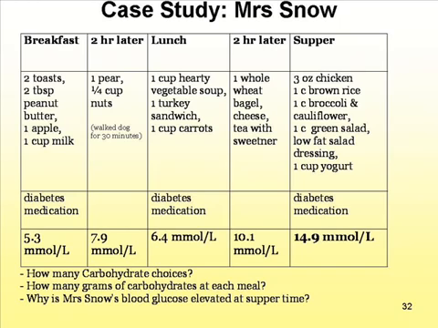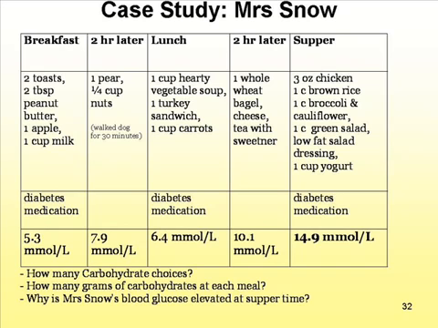At supper time, she has 3 ounces of chicken. That's fine. The chicken will not affect her sugars. A cup of brown rice. A cup of rice is about 3 carbohydrate choices if you look at your list, which is the same as 45 grams of carbohydrates. She has a cup of broccoli and a cup of cauliflower.